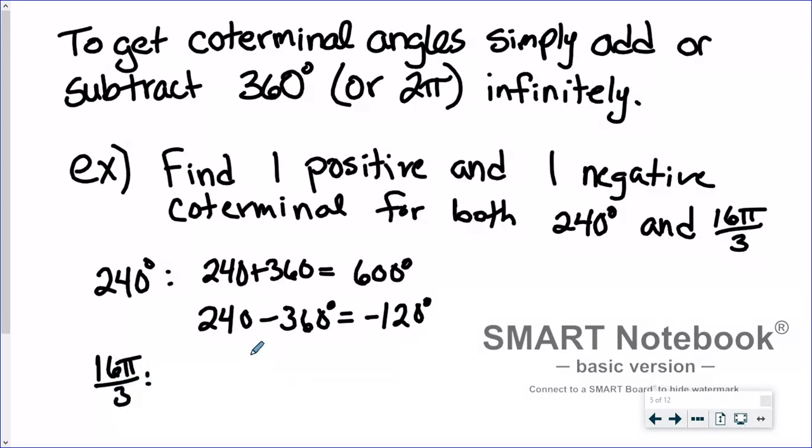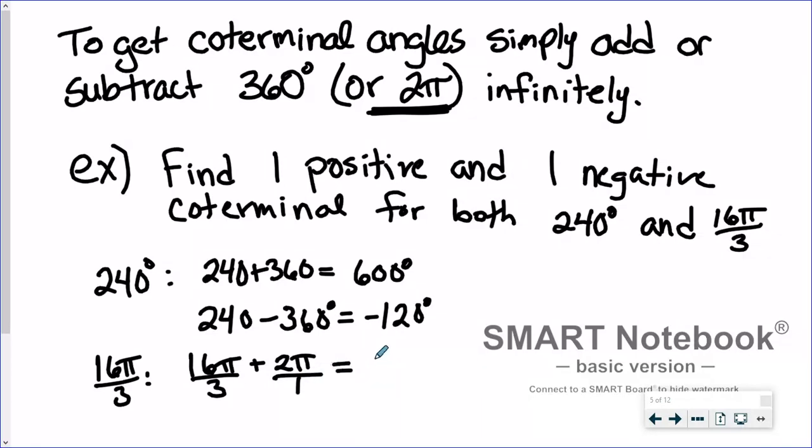Well now, instead of adding and subtracting 360, what am I doing? I'm adding or subtracting 2 pi. Yeah. So here, let's go 16 pi over 3 plus 2 pi. Now, what am I going to have to do here? Put a 1 over. Yeah, we want this as a fraction, and then we're going to have to find a what?